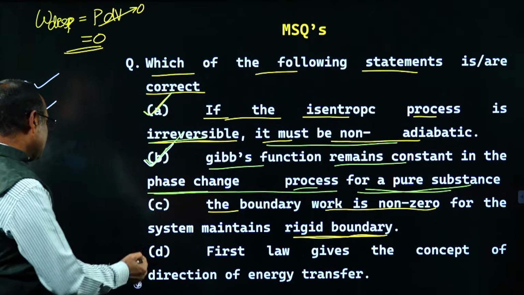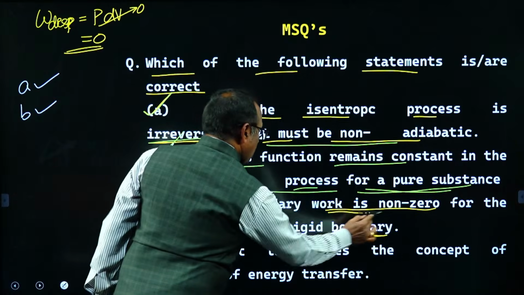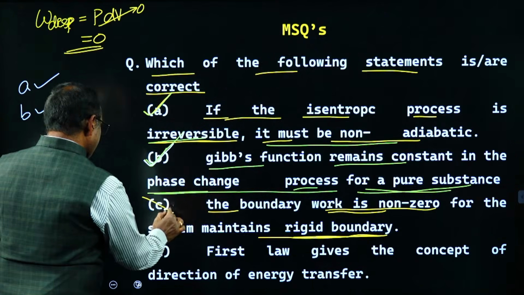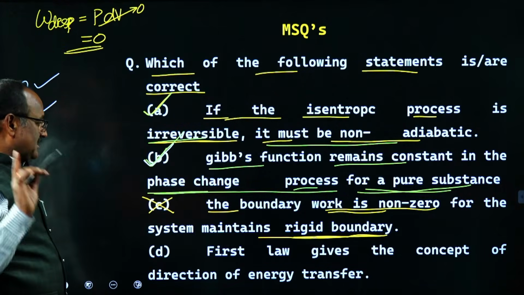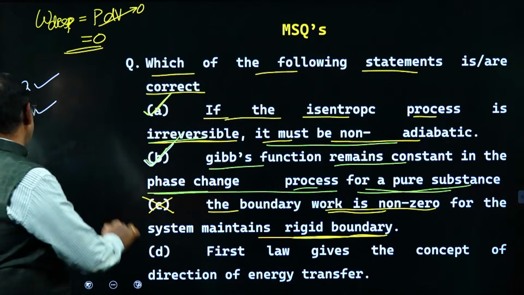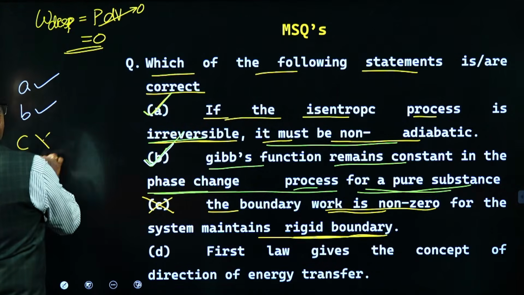Displacement work 0. But what it is given? The boundary work is non-zero for the system maintains rigid boundary. No. The boundary work must be 0 for the system maintains the rigid boundary. C is not correct. C is absolutely wrong.